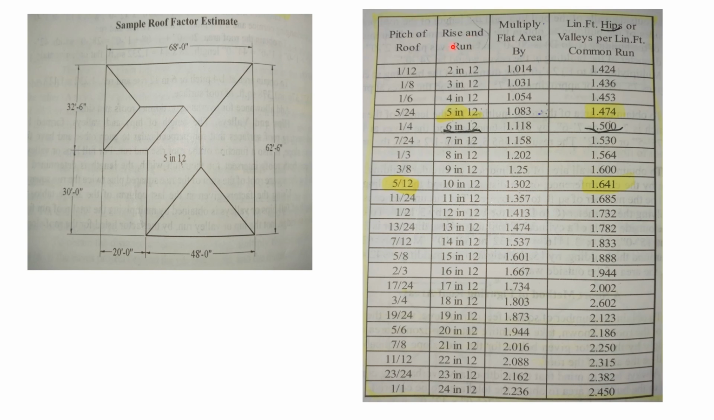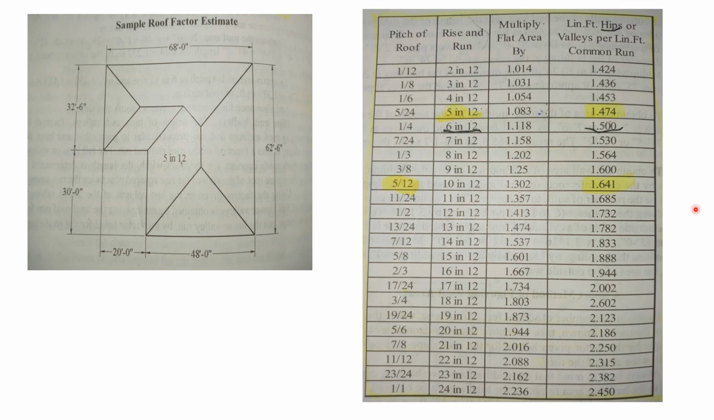Okay, so we're going to concentrate on rise and run, 5 and 12. 1.083 is our factor. For now, we're going to disregard this last one. This last one is all about hips and valleys. Well, we're not talking about hips and valleys now. We just want how many squares of shingles. That's going to be the most basic type of question and probably the one you're going to get.